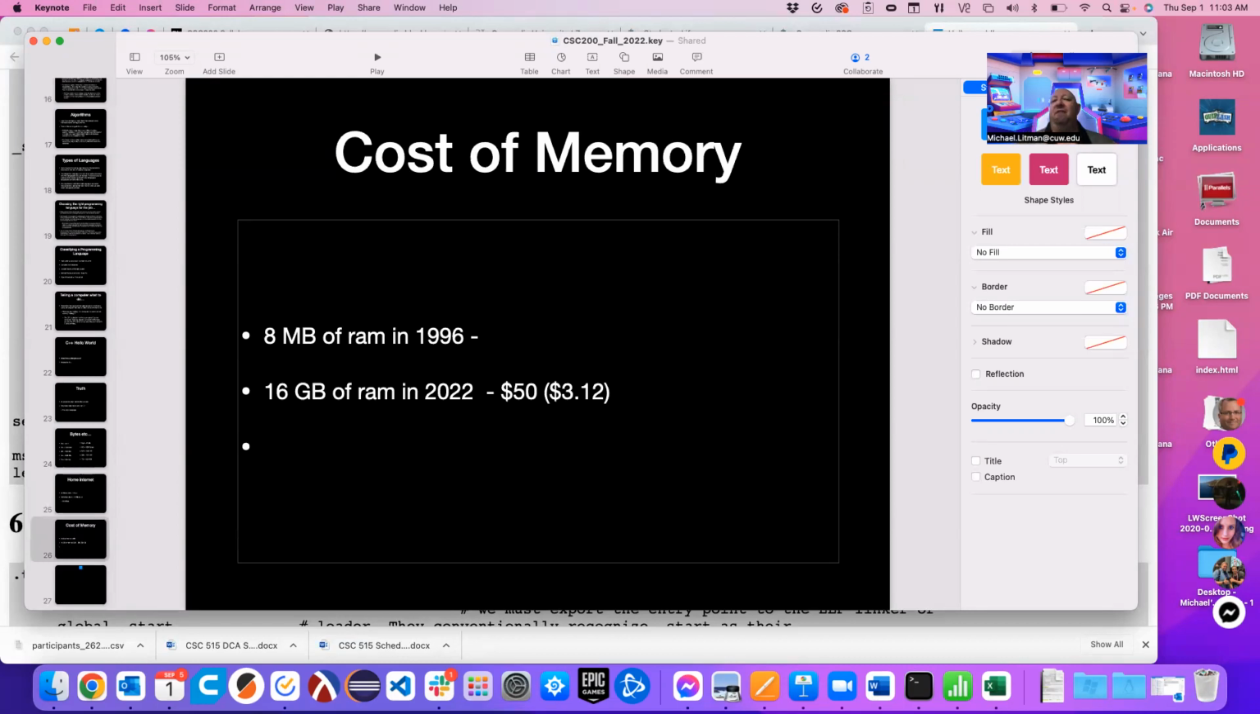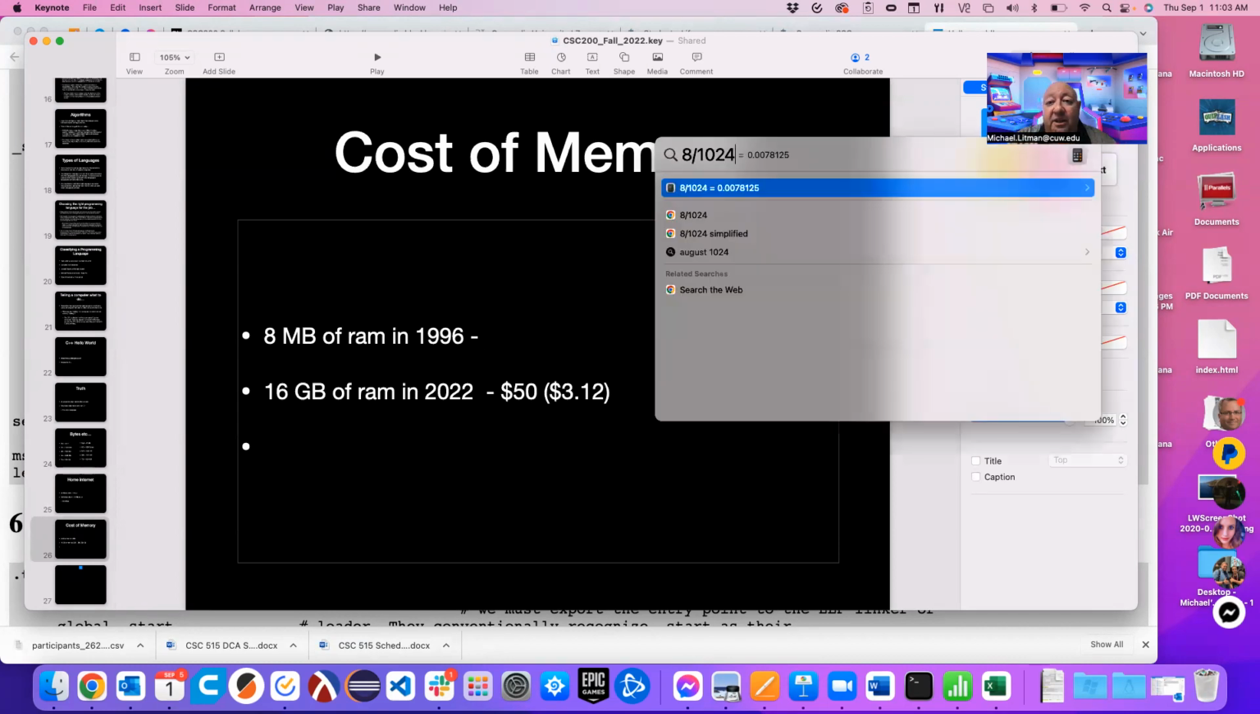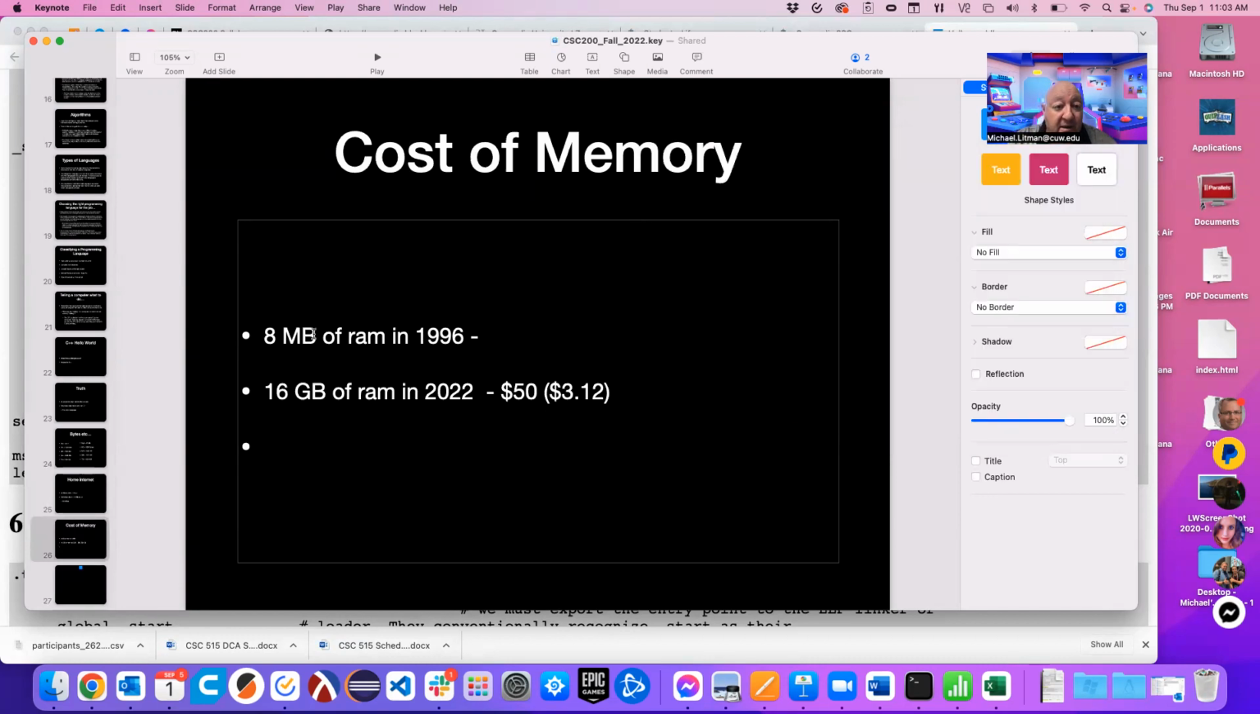How much do you think I paid for 8 megabytes? So remember, if we're going to convert, we need to take 8 divided by 1,024. So if we want to have the conversion, this is 16 gigabytes. This is 0.0078 gigabytes is what I bought in 1996.